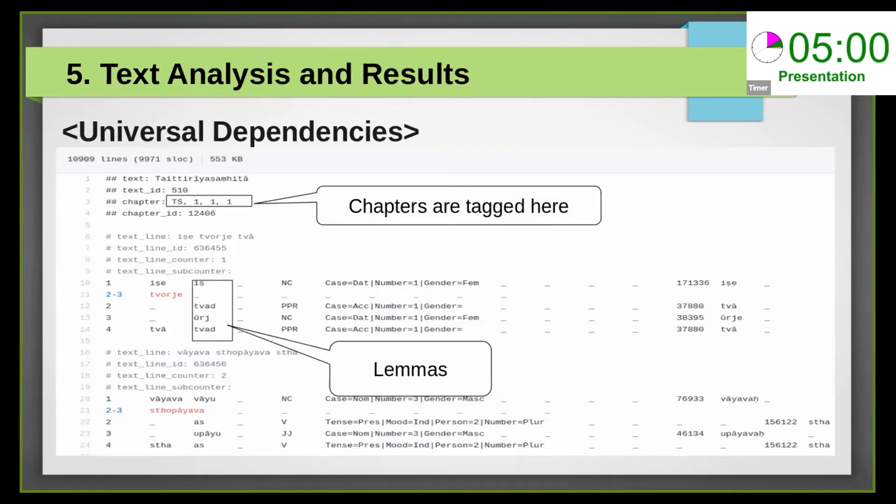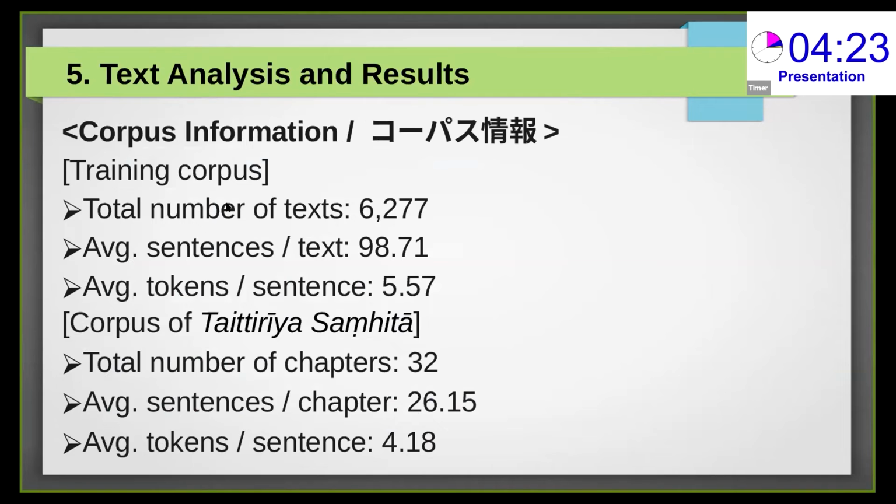And this is the corpus that I used, and the format of the corpus is called CoNLL-U, which is supported by Universal Dependencies. Universal Dependencies is a framework of grammatical annotations across many different natural languages. In the corpus, what I need for training a model is the lemma. And the chapters which are to be compared are also tagged here.